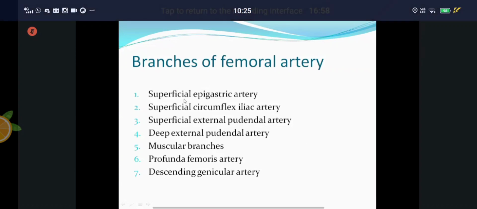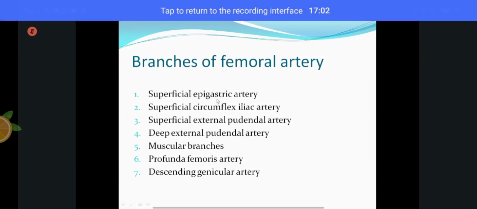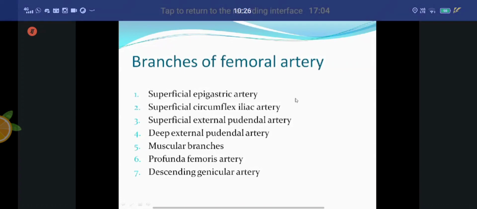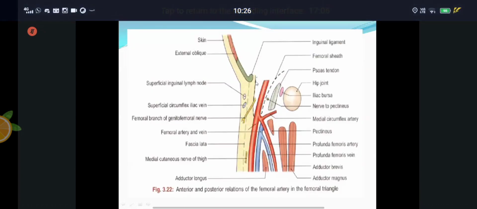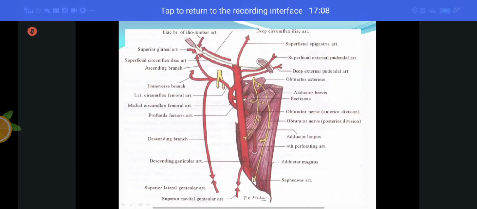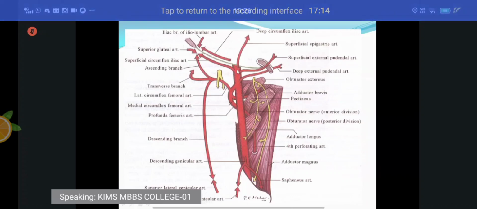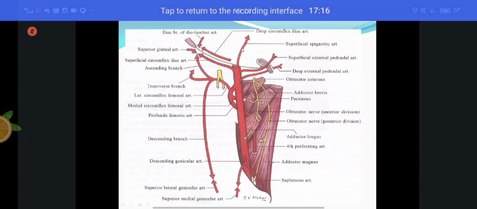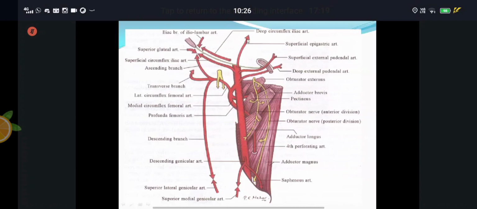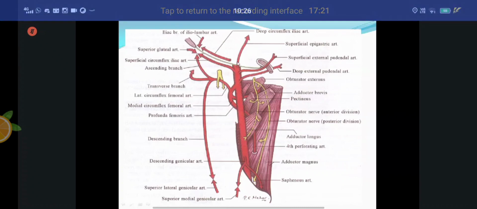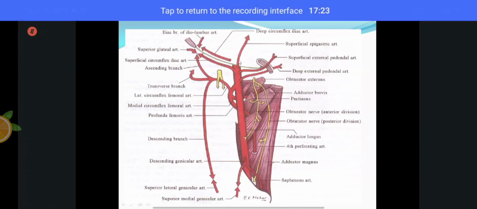One is the superficial epigastric artery. Then the next one is the superficial circumflex iliac artery. So you see this diagram. This is the femoral artery. And then this femoral artery is giving a branch. What are the branches? You see here, which is going towards the abdomen, towards the rectus sheath. What is this one? This is the superficial epigastric artery.